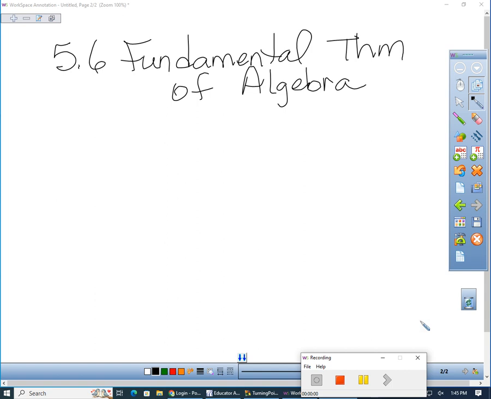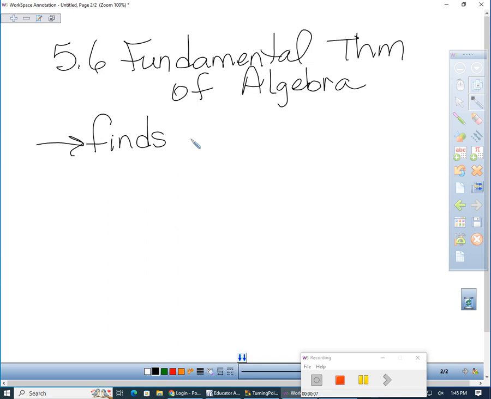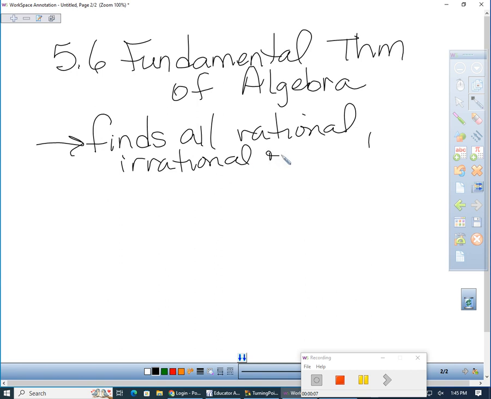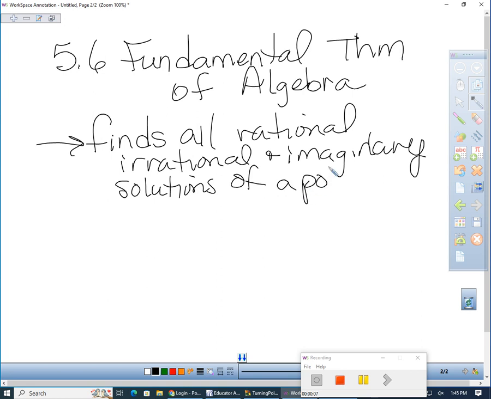So today, 5.6, we're talking about the Fundamental Theorem of Algebra. The Fundamental Theorem of Algebra finds all rational, irrational, and imaginary solutions of a polynomial.